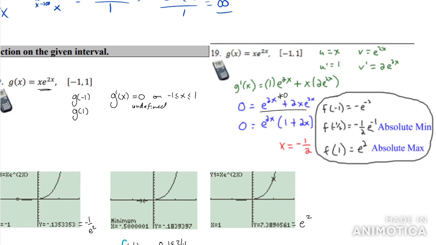So what they did was pull this value out. Then this side here is never equal to 0, so all they have to worry about is this part here. So this is where they get their critical point, x is equal to -1/2. So they plug in endpoint, endpoint, and middle point, the one value where our slope is 0. It's on our interval, so we can check it. Then they find the 3 values, plug them into the original function, and you get your absolute max and absolute min.